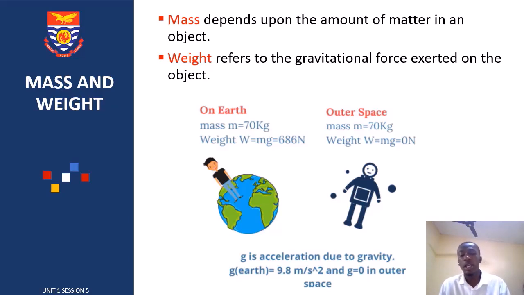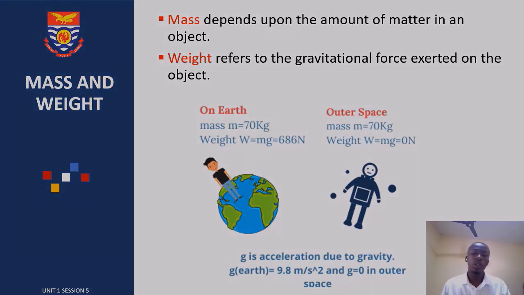But when you move to outer space, let's say we are on the planet Mars, the acceleration due to gravity on Mars will be different from the acceleration due to gravity on planet Earth. So the weight will be different. But when you want to check your mass and you weigh 70 kilograms on Earth, you go to outer space or to planet Mars, you are still going to get a mass of 70 kilograms.